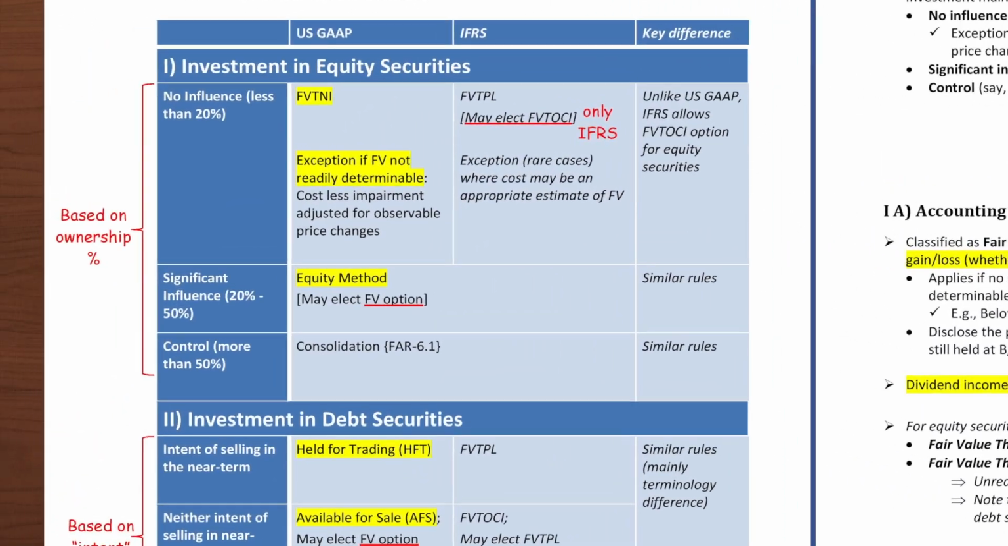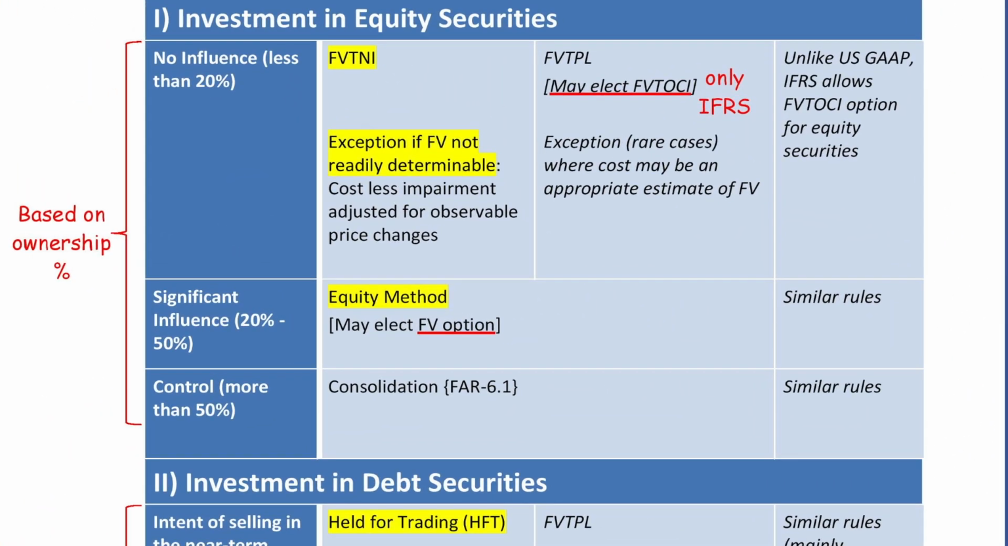I want you guys now to take a step back. I want you to flip back all the way to page 2, where we have the executive summary for investments in equity as well as debt securities. So if you look at the investment in equity securities, the accounting was based on ownership percentage, whether there's no influence, there's significant influence, or there's control. For debt securities, the accounting was based on the intent to hold, where the security could be trading or available for sale or held to maturity.